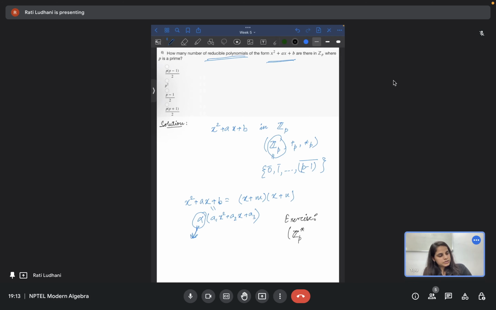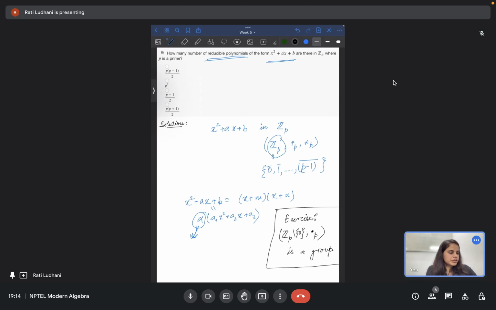Z_p star. If you have any doubt with the definition, let me know. This is multiplication under p. For example, when p equals 5 and you take 2 times 3, you get 6, and that is equal to 1 in Z_p. And you are not considering 0. This star means Z_p minus 0. This is a group. Just solve this exercise.